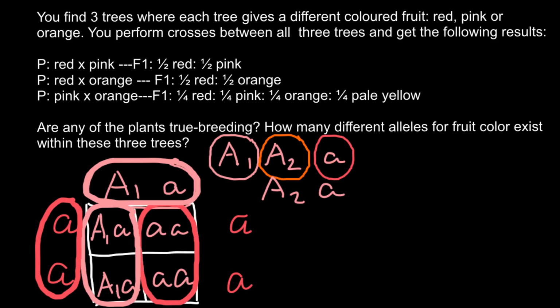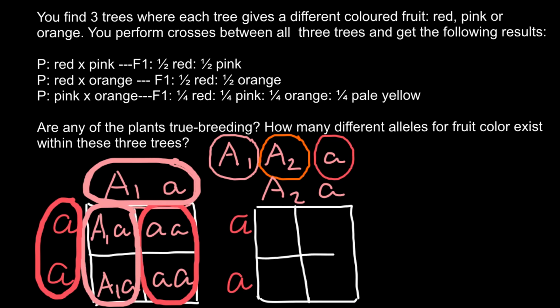So it would be heterozygous, and when we build a Punnett square, once again, let's see what happens to the progeny, what genotypes and phenotypes we can see in their progeny. So in the first cell we would see A2 and small a here, A2 and small a here, and small a here.